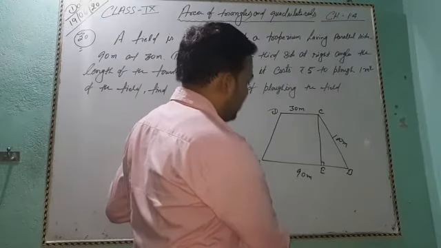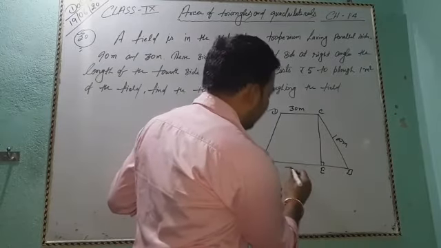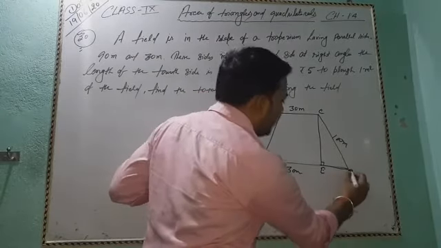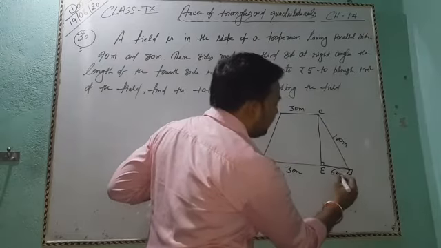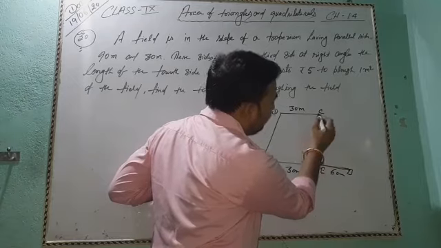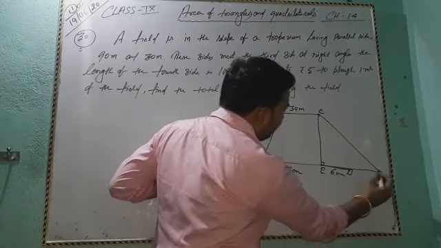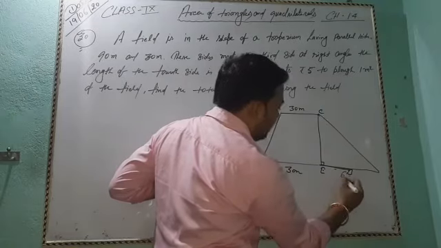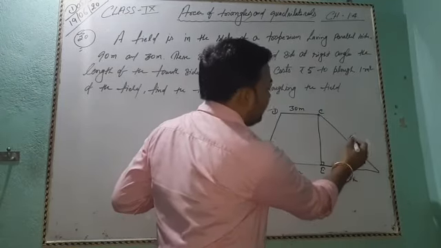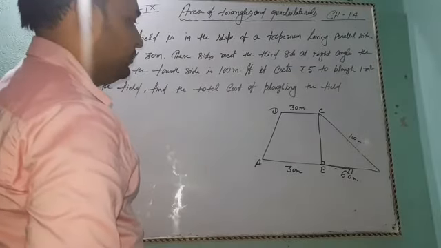So students, this is 30 meter and EB is 60 meter. EB is 60 meter and this is the 100 meter. Okay, so area of the trapezium.